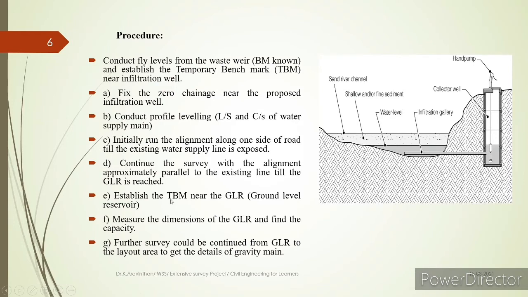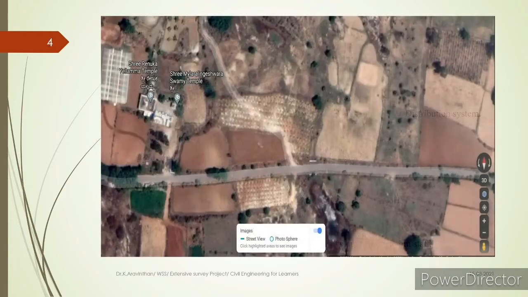At the water tank point, you should identify the temporary benchmark. The permanent benchmark will be at Muktinaga temple. You should know the temporary benchmark at the water tank, that is the ground level reservoir. Measure the dimensions of the ground level reservoir and find the capacity. Further, the survey should be conducted from the ground level reservoir to the layout area. And now you know the layout area, and what you have to do is conduct another profile leveling to get the details of the gravity main.